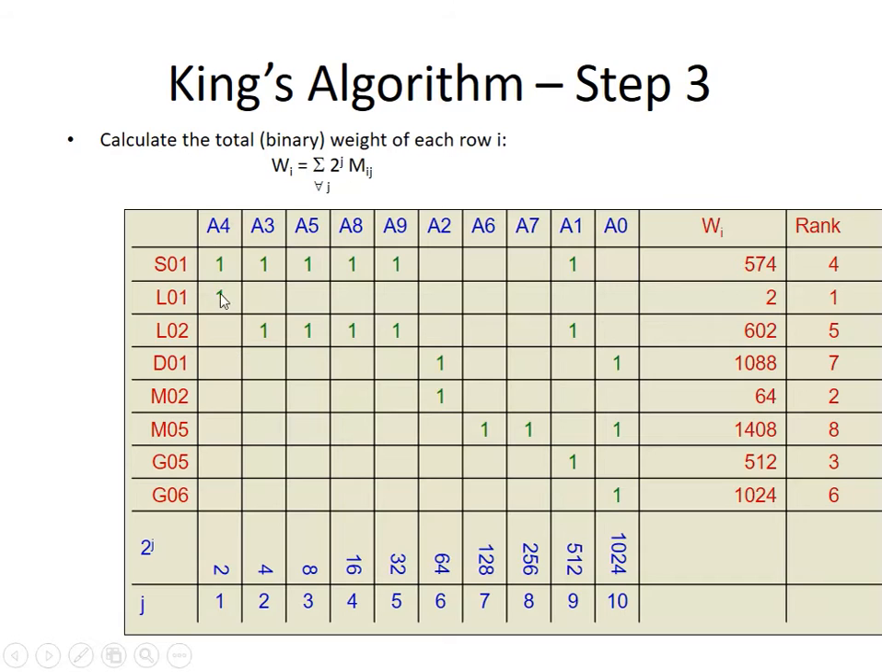In the same way, in this particular cell, it is only 2, because no other cells are occupied for this particular component. In the same way, you can see A3, A5, A8, A9 and A1, and you can add all these corresponding values of 2 power j and you will get this value.